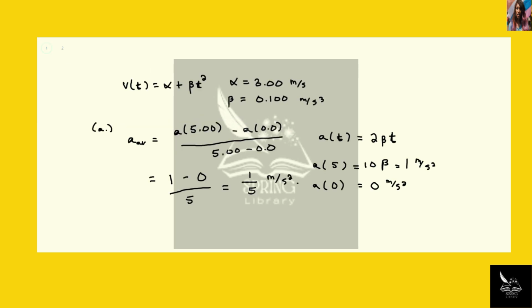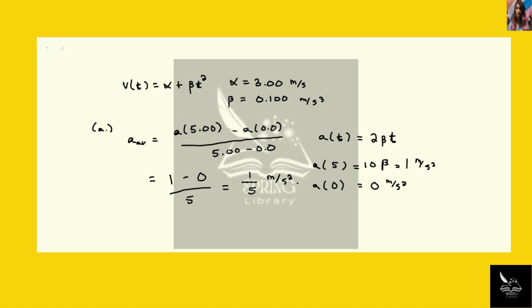Part C asks for graphs of V and A versus T for time ranging from 0 to 5 seconds. We can start with the velocity. If this is V and that is T, we know that it's going to have a parabolic shape because of this form, alpha plus beta t squared. If we plug in t equal to 0, we get that the velocity is equal to alpha. So this point here is alpha. Alpha is 3 meters per second, so that's 3 meters per second.